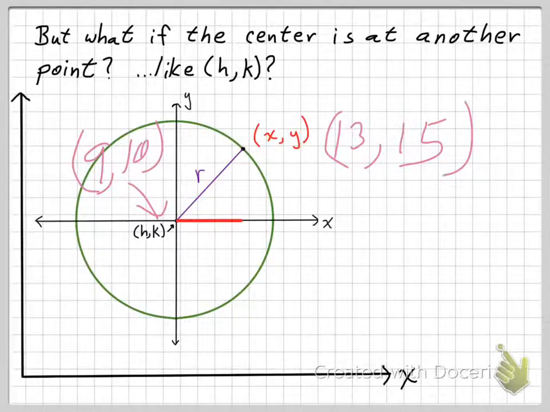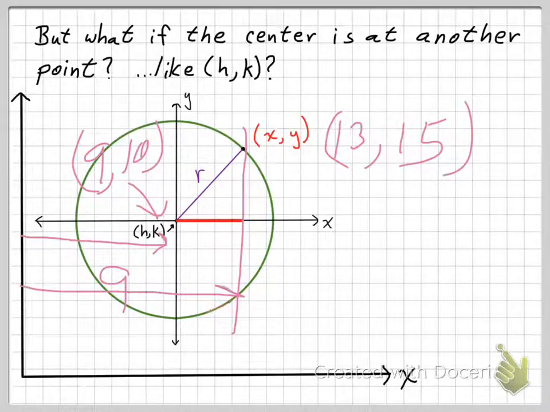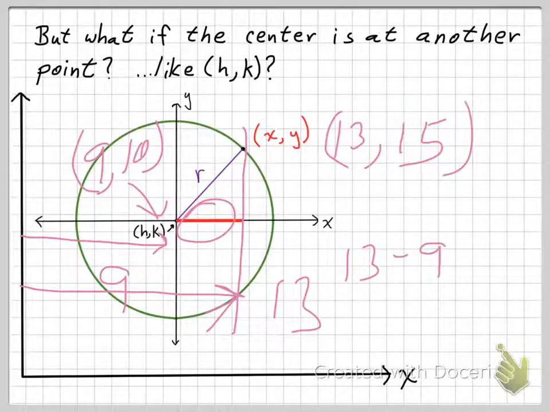Okay, so what is this distance? Well, if this is the point 9, 10 right here at the center, then from here to here must be 9 long, obviously. And then from here to this point, coming down here, I guess I missed it, dropping it down here, this distance must be 13. So this distance is going to be 13 minus 9, which is obviously 4.